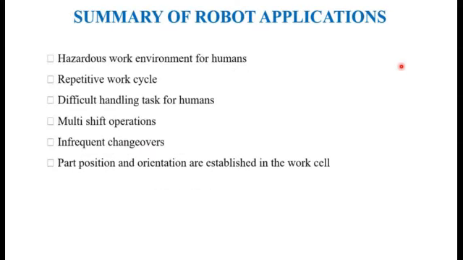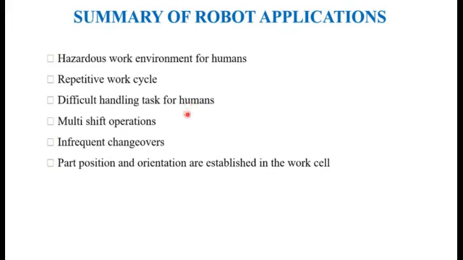Now a summary of these applications of robots. Whenever there is a hazardous work environment for humans, robots are basically used. Whenever there is a repetitive work cycle, programmed robots are used to perform the repetitive work, so the efficiency will be increased. Then, difficult handling tasks for humans: the tasks which are difficult for humans to handle, in such tasks robots are used.